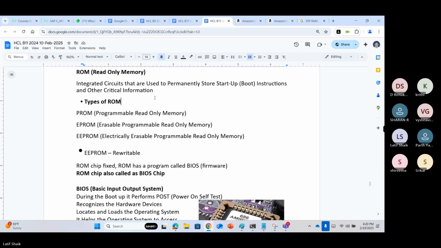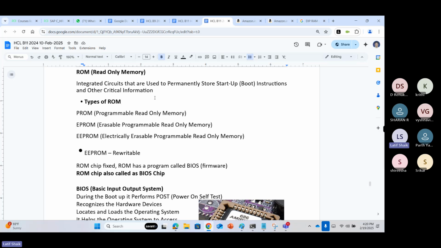Whenever the ROM chip is manufactured, instructions are already built inside by the circuit itself. So you cannot change any of those instructions. You can't remove or change them. That is our ROM chip. It's a fixed chip. The manufacturer itself puts some instructions inside, and based on those instructions it will function.